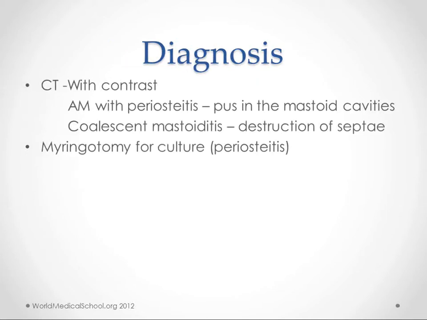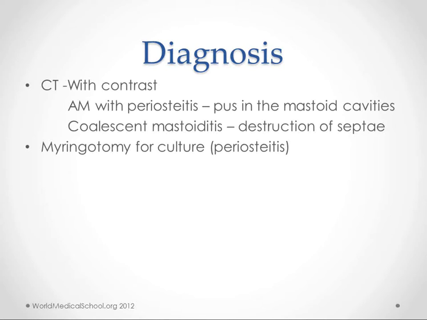So when you suspect mastoiditis, you get a CT. They can do those without contrast, but if you are suspecting some kind of a spread, then you can do it with contrast. It will help to see where the spread might be going. So this will also help us to decide if this is acute mastoiditis with periostitis or coalescent mastoiditis.